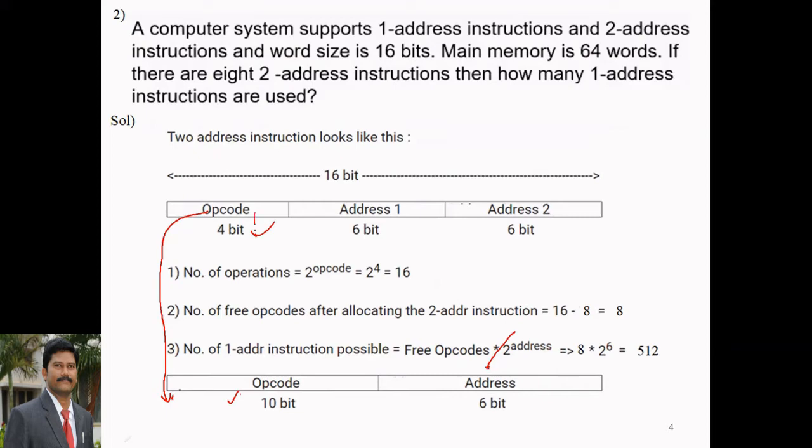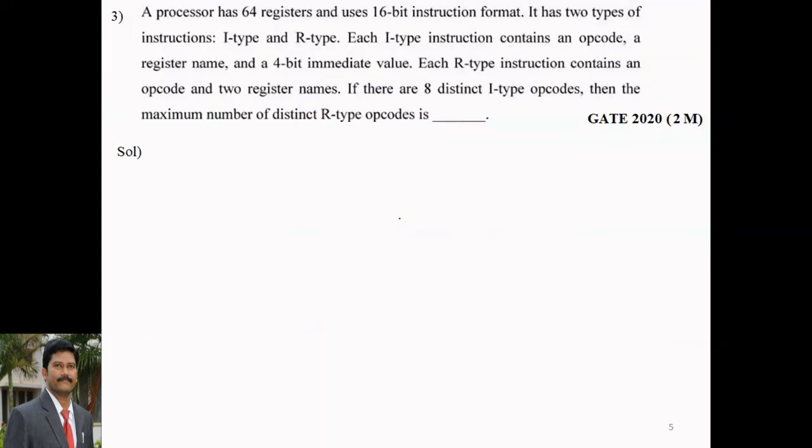If opcode bits are increased, then multiply by 2 power that many bits increased, right? If the opcode bits are decreased, we need to divide. That is the only point you need to remember in the opcode expanding technique. And let us solve one problem where these opcode bits are reduced. This problem was asked in GATE 2020 for 2 marks. Let us understand this problem.